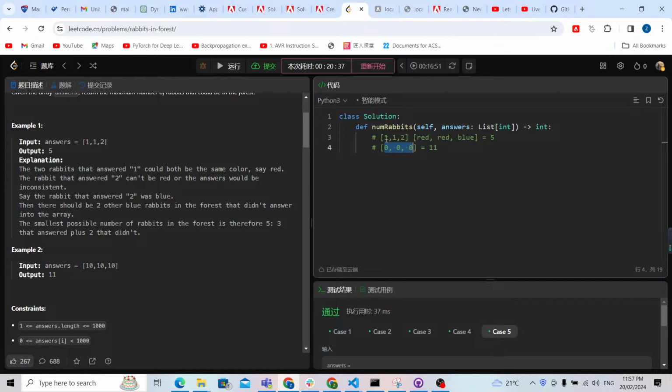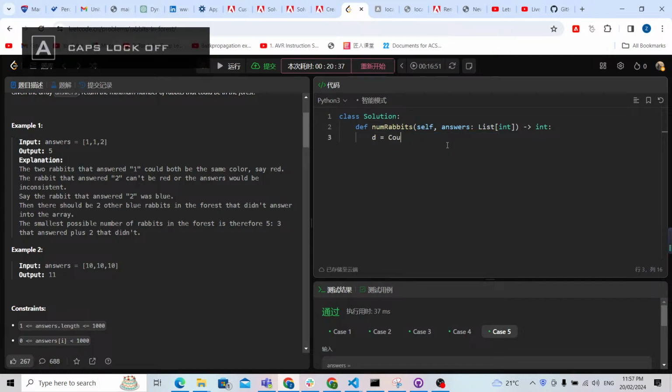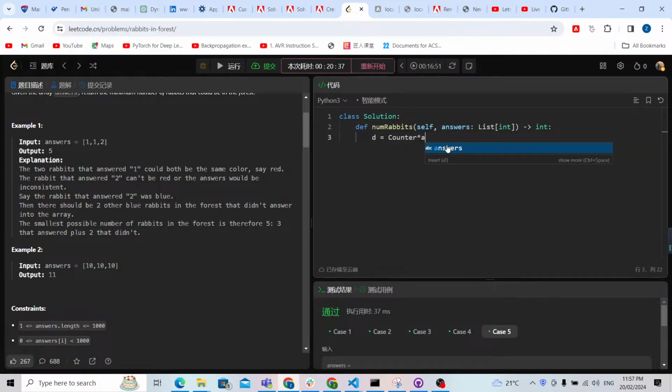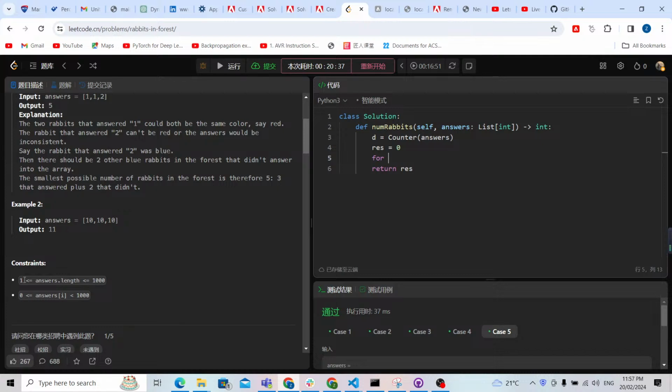After analyzing all the cases, we're gonna use a data structure to solve the problem. For this problem, I'm gonna use a counter. I'm gonna count the answers first. After counting the answers, I'm gonna prepare a result. Finally, I'm gonna return the result. I'm going to check all the numbers because the number is just from 0 to 1000. So I'm going to check from 0 to 1000 because it is less than 1000.